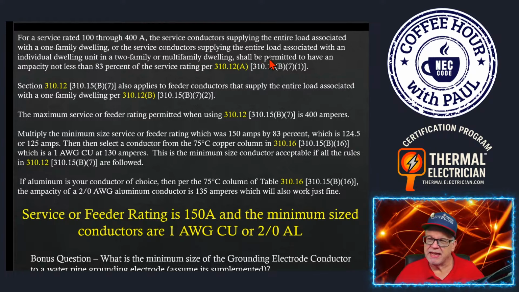Shall be permitted to have ampacity not less than 83% of the service rating. Well, we already know what the service rating is. That's 150 amps. We already did that. And that is in 310.12(A). Now, feeder applications to that individual dwelling unit, let's say in a multifamily, that's going to be 310.12(B) probably for the most part.